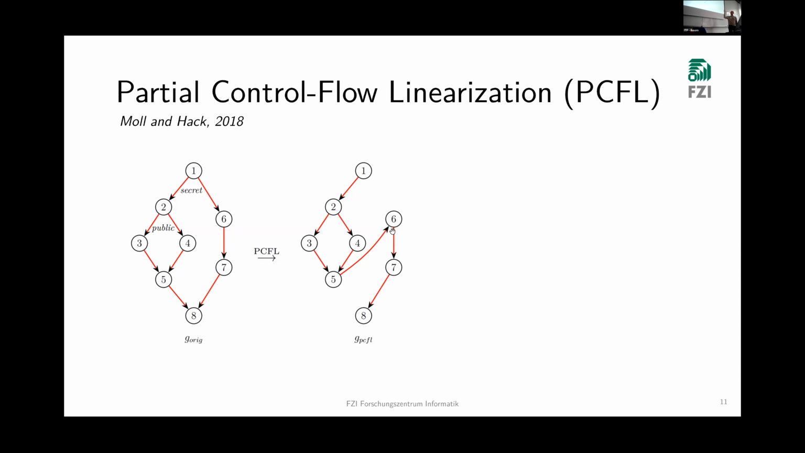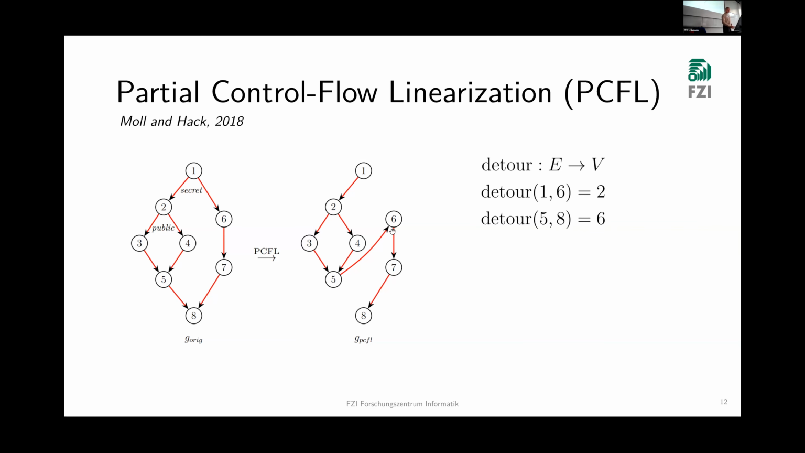In this case, only the condition at 1, which is secret, is linearized, and the edge from 1 to 6 is removed. But the public condition at vertex 2 is left intact. Now, if we apply this PCFL, we get a function that we call detour. It takes an edge in the original graph, and it returns the vertex which is the new target of this edge. For example, the edge from 1 to 6 is changed to 1 to 2, which means the detour of 1, 6 is 2. Similarly, the edge from 5 to 8 is changed into 5 to 6.